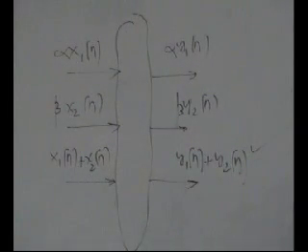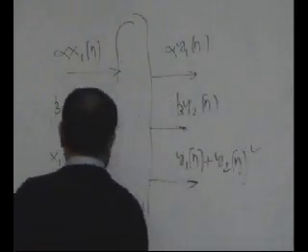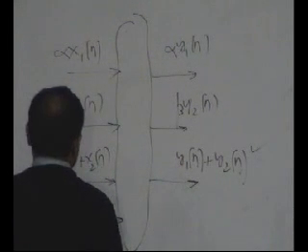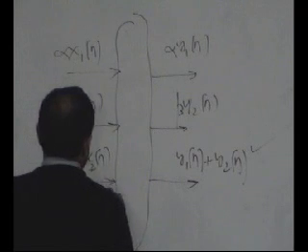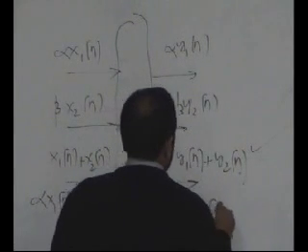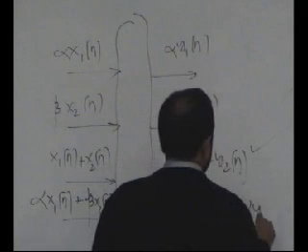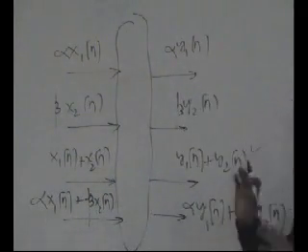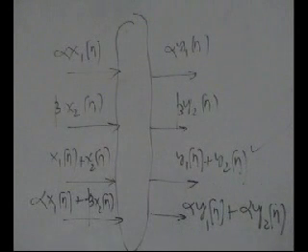Okay? So if you have alpha x1 of n plus beta x2 of n, and you get alpha y1 of n plus beta y2 of n, it means the operation you're performing is linear. An example is the integration operation. You must have learned the properties of integration.